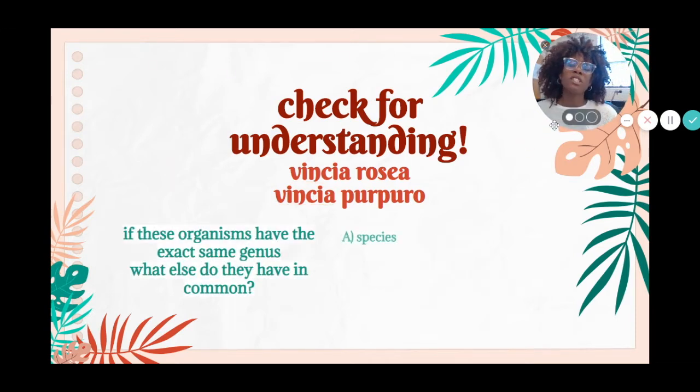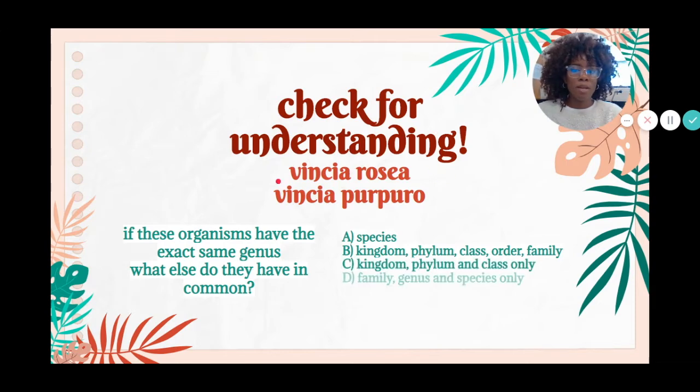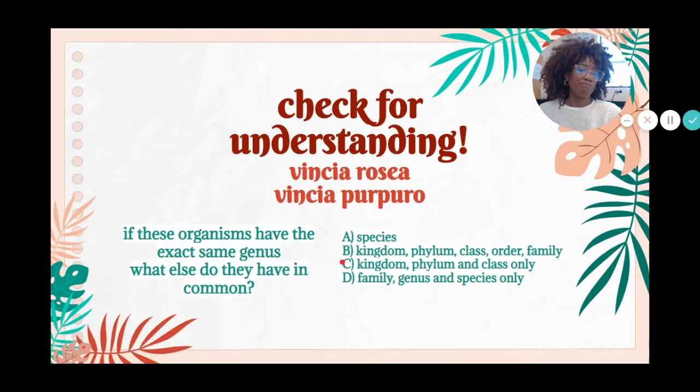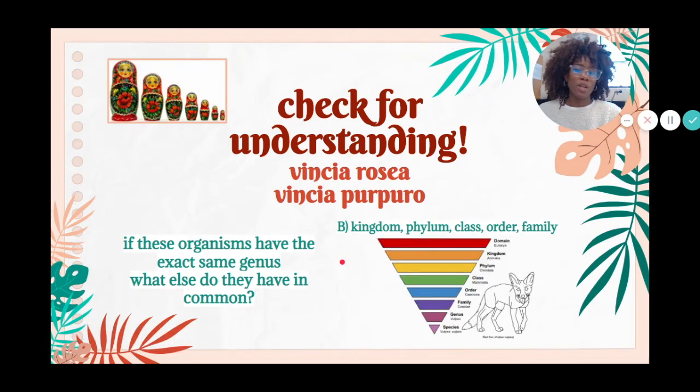Okay, so if these organisms have the same exact genus, which we know because of that name, Vincia, what else do they have to have in common? Do they have the same species? The same kingdom, phylum, class, order, family? The same kingdom, phylum, and class only? Or the same family, genus, and species only? They're going to have the same kingdom, phylum, class, order, and family.